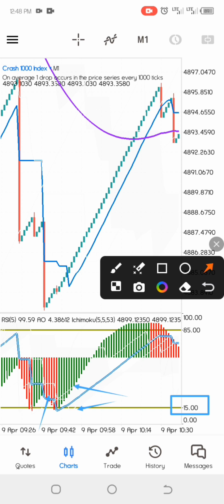We want to see two candles close above the Ichimoku. Now see two candles close above the moving average. After two candles close above the moving average, then we enter our trade at the third candle.